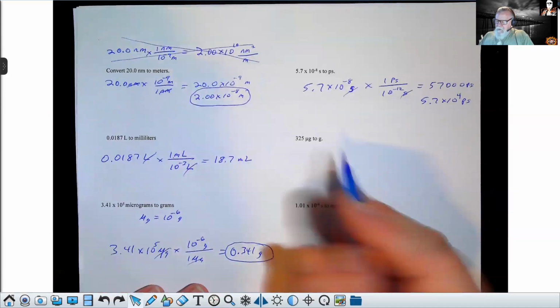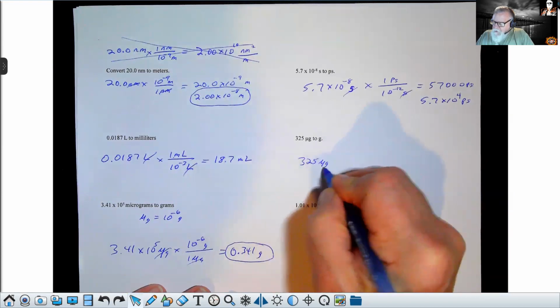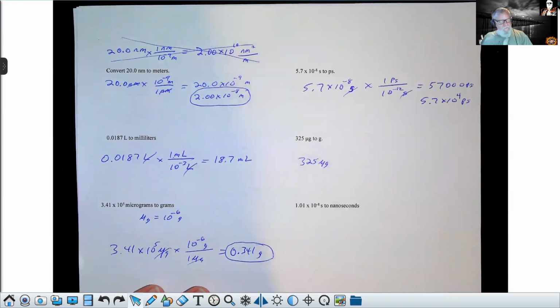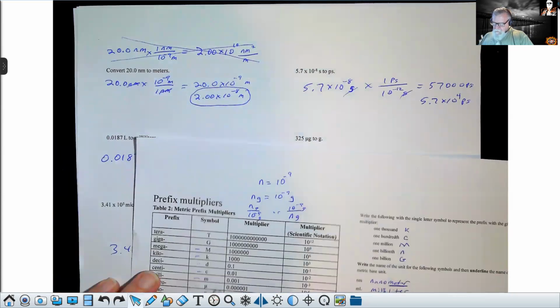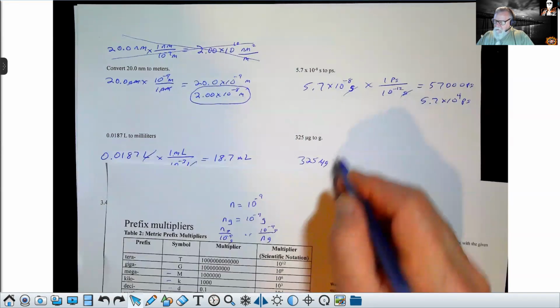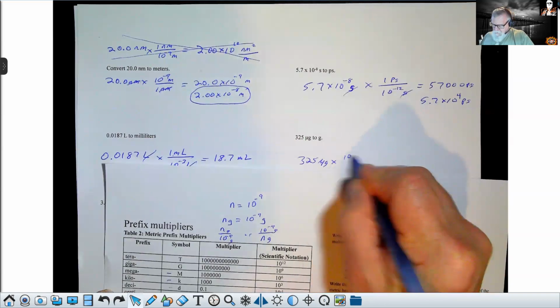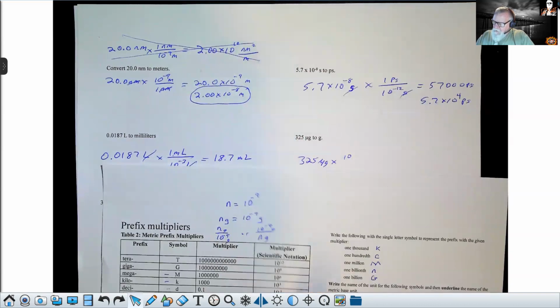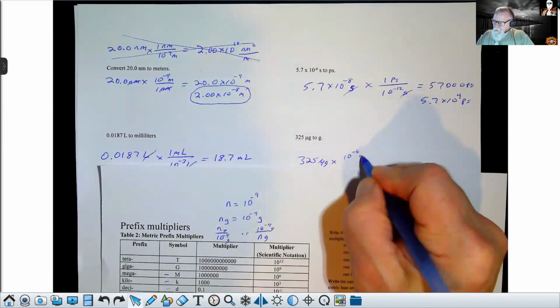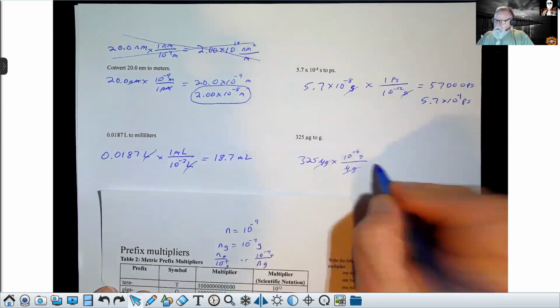All right. Next one, we have 325 micrograms. We want to go to grams, right? So the conversion factor for micrograms, we haven't done that, but let's just look at the equation. So a microgram is 10 to the negative 6 grams, right? So we can say we want the grams on top. So that would be times 10 to the negative 6 grams divided by a microgram. And the micrograms cancel out, and we got it.